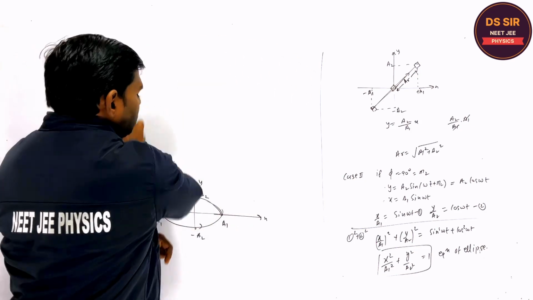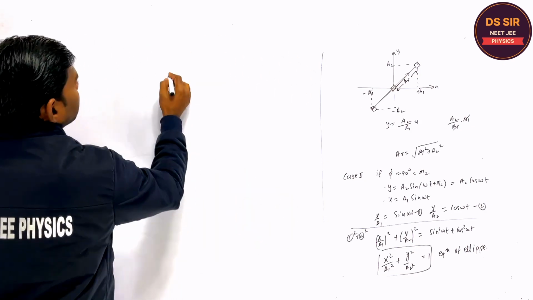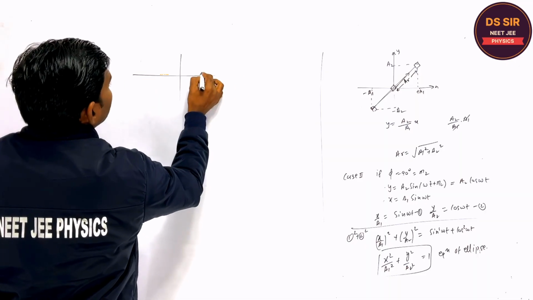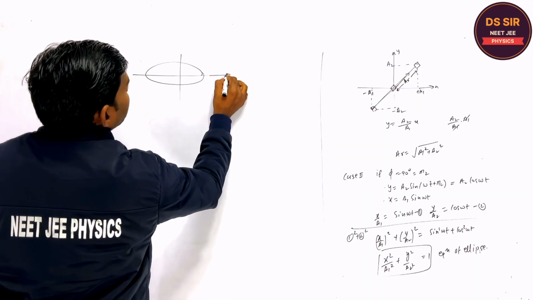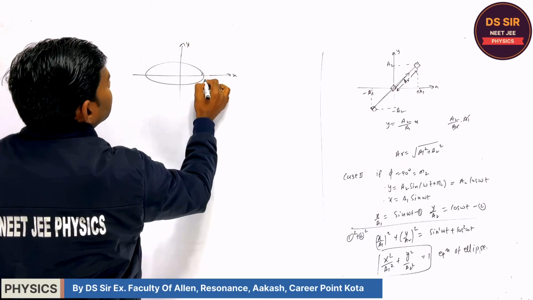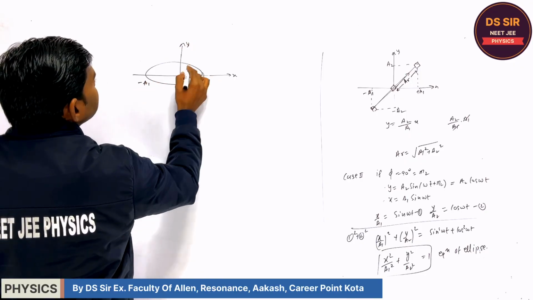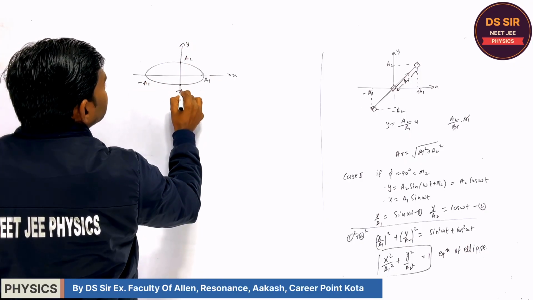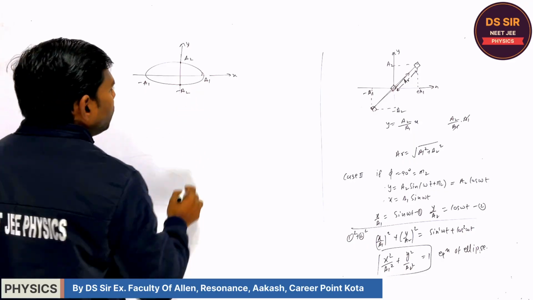Right, listen, one more thing I'm making here. The ellipse will be like this. In the x direction it is a1, minus a1, and in the y direction this is a2, minus a2, like this. Is it clear or not?